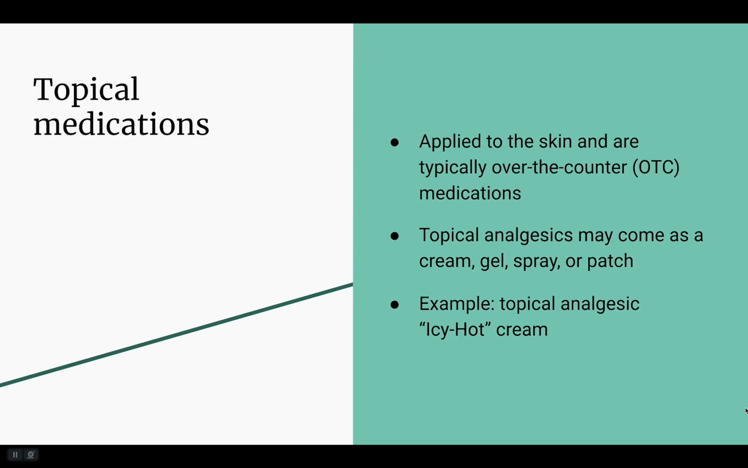Topical medications are applied to the skin and are typically over-the-counter. OTC medications means no prescription is needed to obtain them. Topical analgesics may come as a cream, gel, spray, or patch. An example of a topical analgesic is Icy Hot cream.